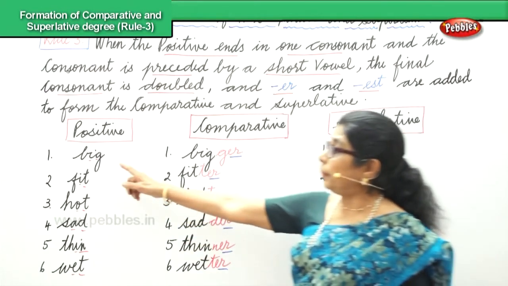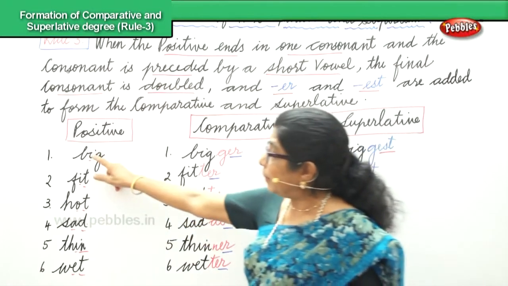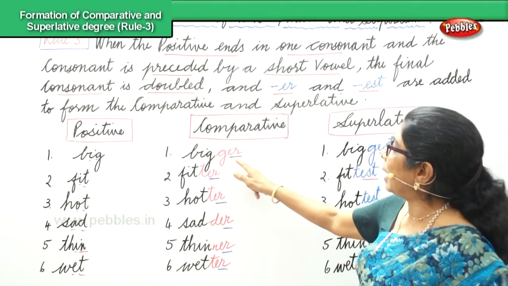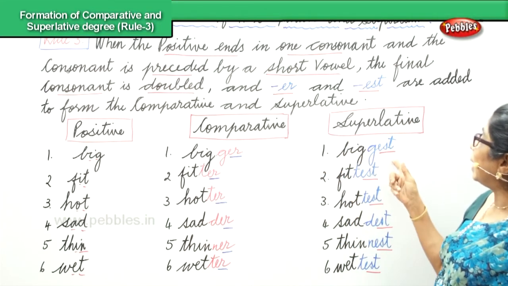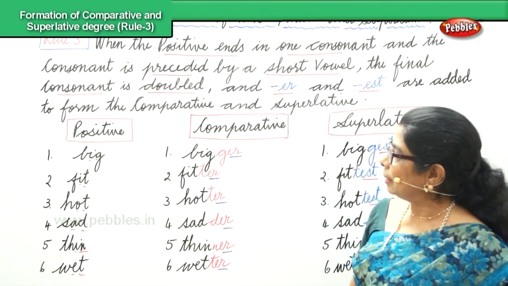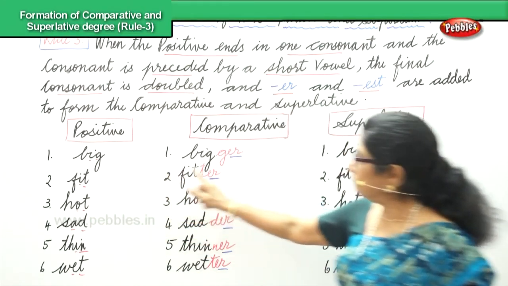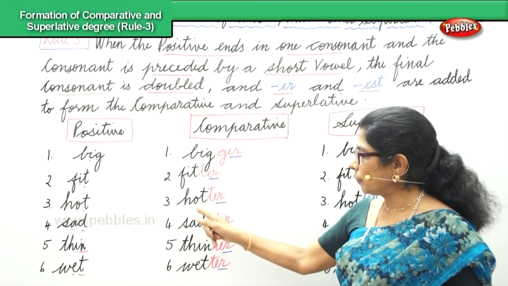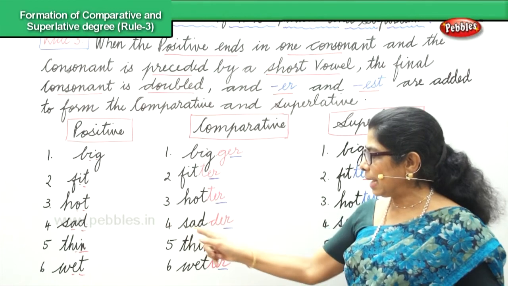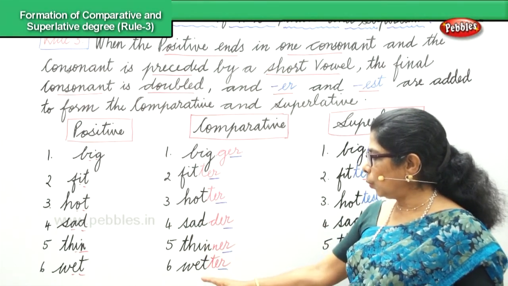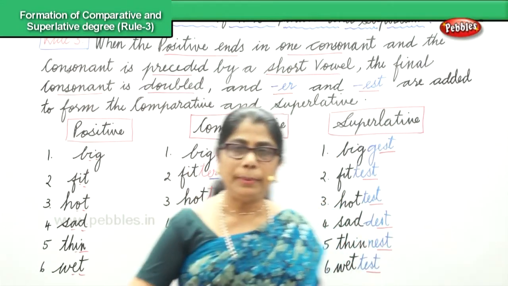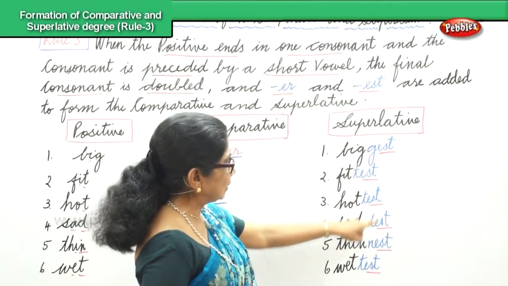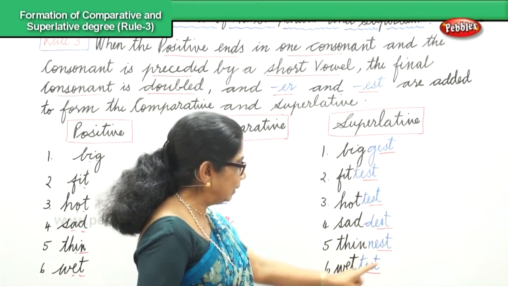Rule number 3 says, when the positive ends in one consonant preceded by a short vowel, you double the consonant to form the comparative and add ER. But to form the superlative, double the consonant and add EST. Let's read all the six: positive, comparative and superlative. Big, bigger. Fit, fitter. Hot, hotter. Sad, sadder. Thin, thinner. Wet, wetter. In forming the superlative, again, you double the consonant and add EST. Big, biggest. Fit, fittest. Hot, hottest. Sad, saddest. Thin, thinnest. Wet, wettest.